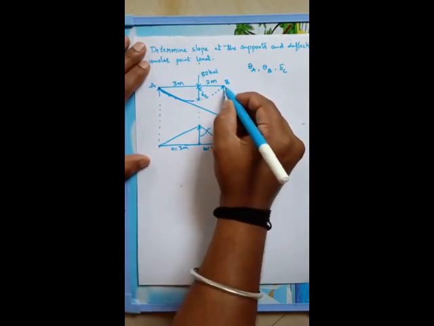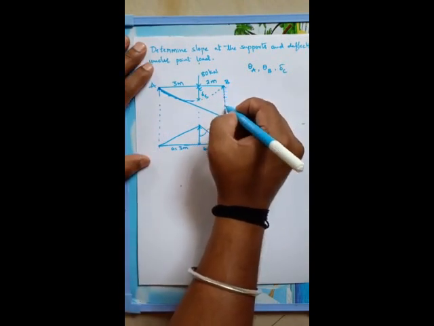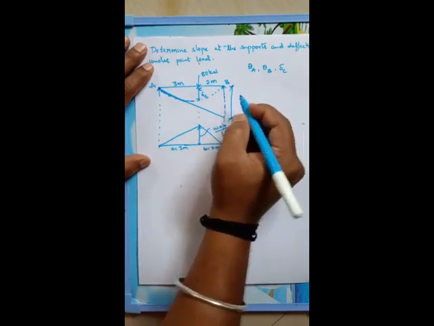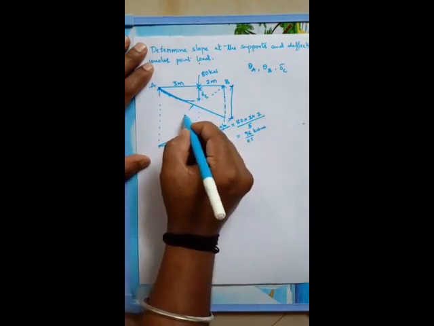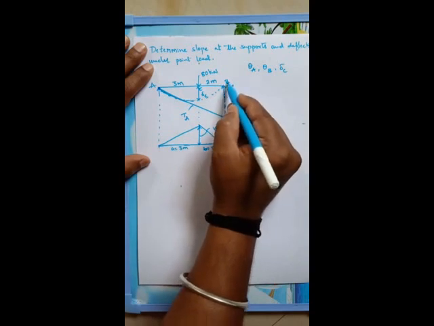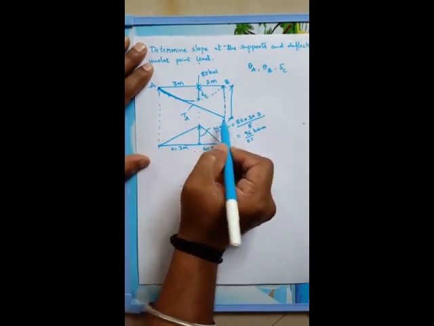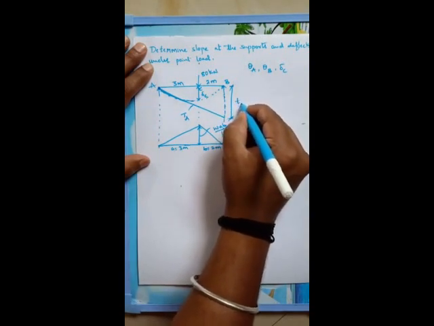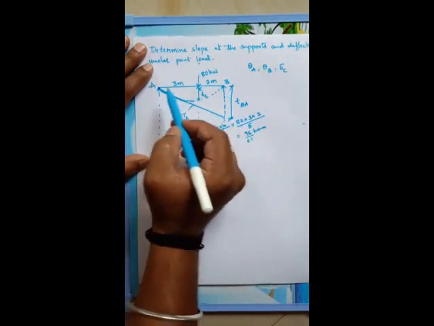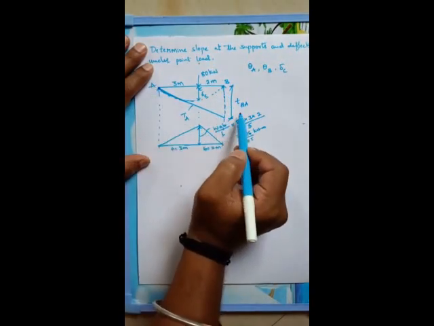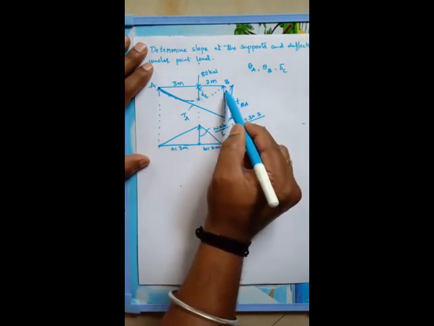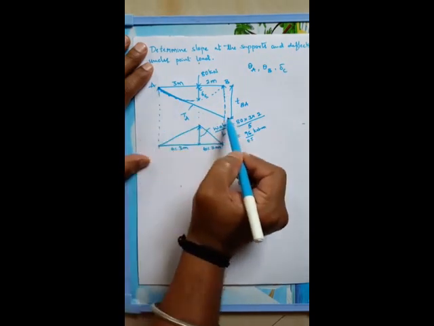Okay, so once you draw the tangent, join this. So what is this? Can you tell me? This is the tangent at A. So what is this? The deviation of point B with respect to the tangent drawn at A. Correct? How will we write this? TBA. So what is that? Deviation of point B with respect to the tangent drawn at A. That is with respect to moment area theorem 2. Is that correct?